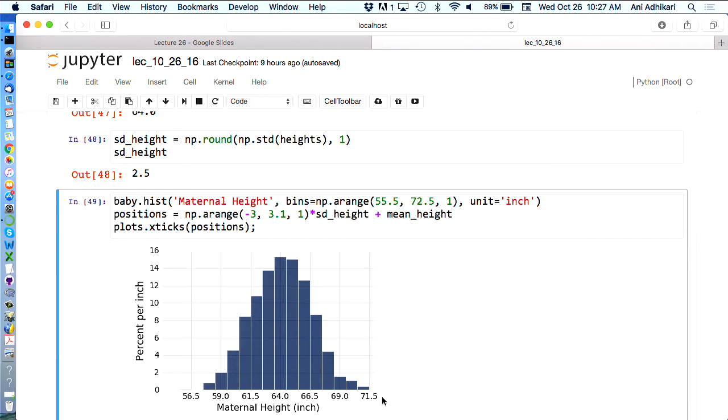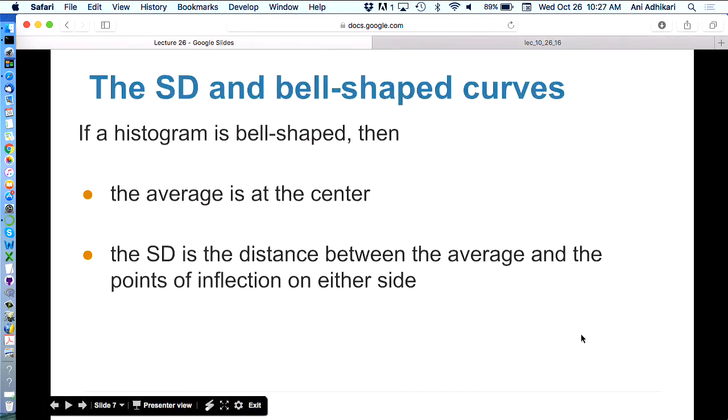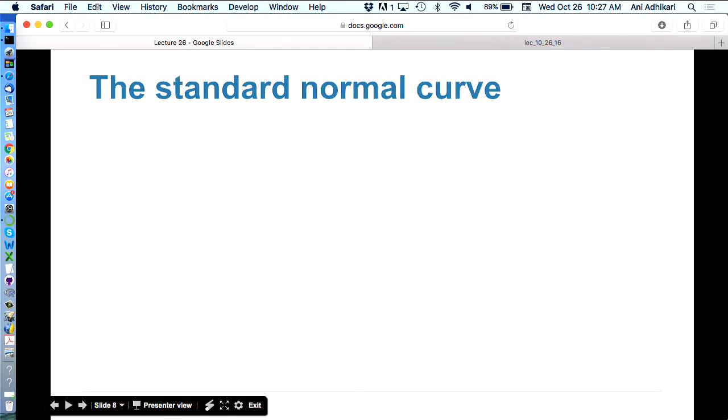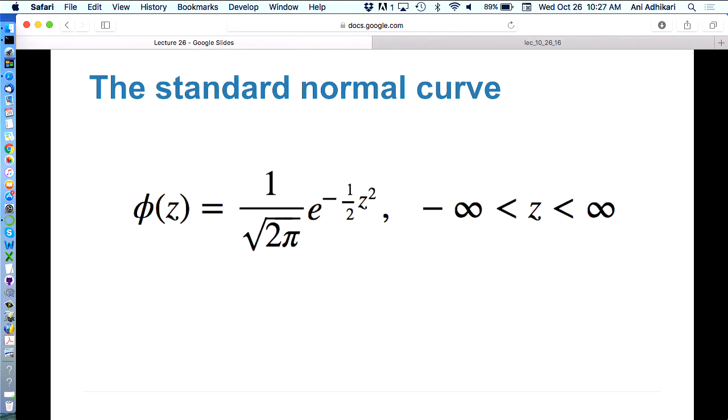And so what we're going to do is look at what is called the standard normal curve, which has a very fancy equation. Don't write it down. I'm just showing it to you because it contains every sexy number of mathematics. It has the square root of 2, it has pi, and it has e. It also happens to be an extraordinary formula that comes up in very many different places.